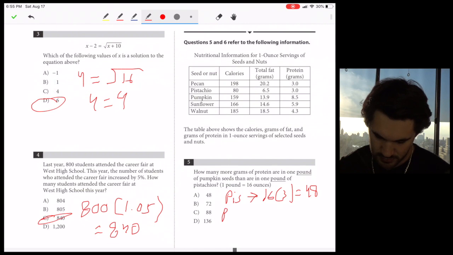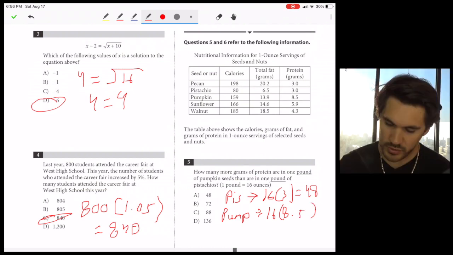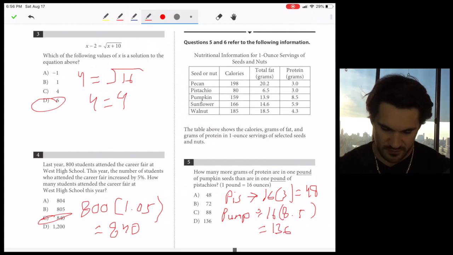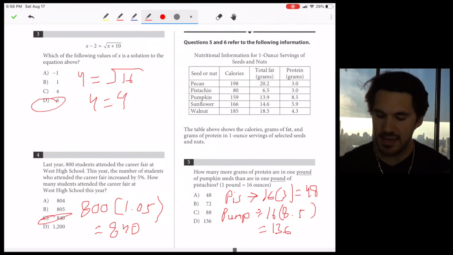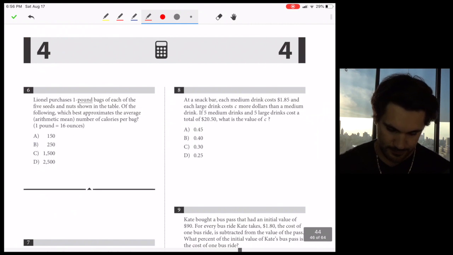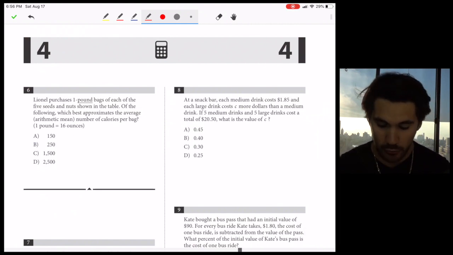In pumpkin seeds, we've got 8.5. So we've got to do 16 times 8.5. What will that get us? 136. So the difference between 136 and 48 is 88. So our answer is C, 88. Boom.